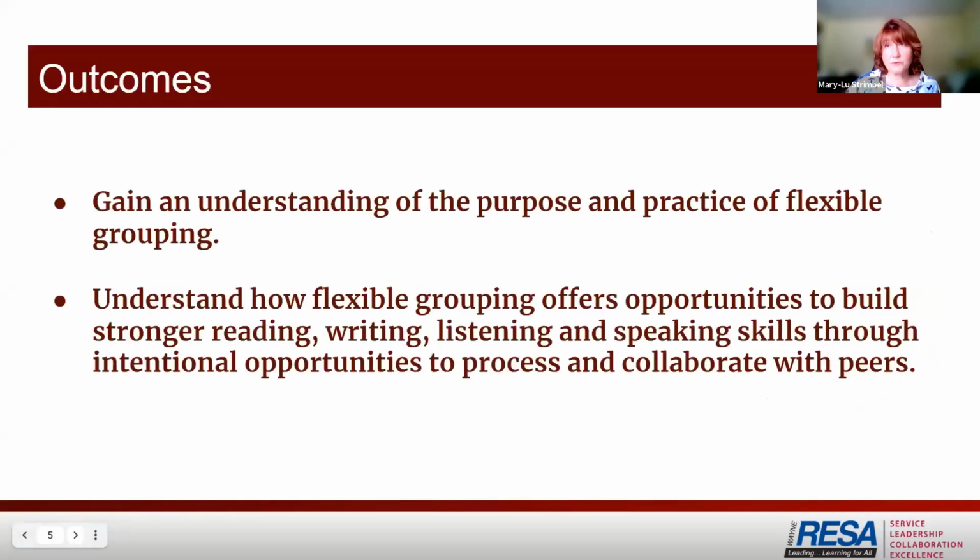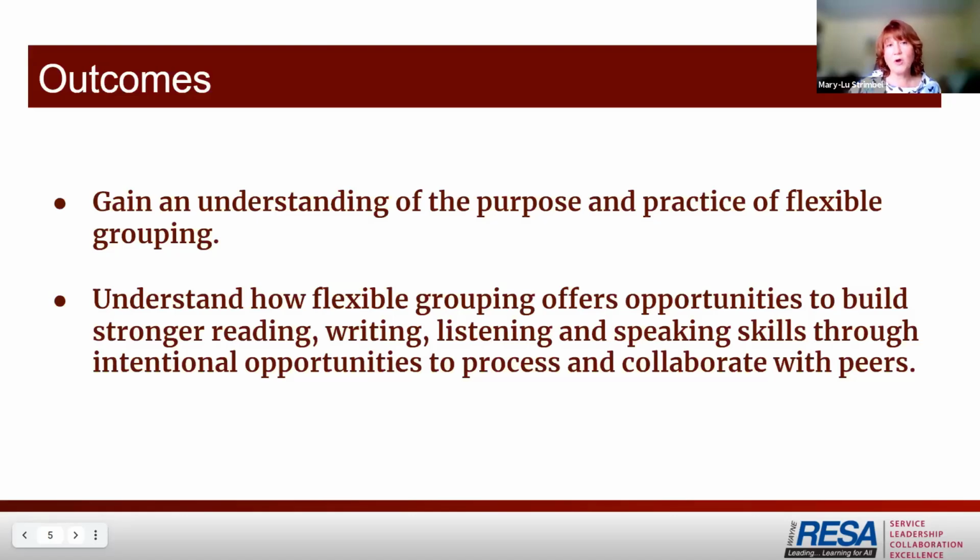Next, our outcomes. Through this next hour, we really hope to, as a learning target, gain a deeper understanding of the purpose and practice of flexible grouping. We'll be talking primarily in the secondary classroom, but much of the information can be applied in an elementary background as well. So really thinking about how flexible groups are formed and how they can be used to accelerate our learning with our students, and really thinking about building our students' literacy development through flexible grouping.